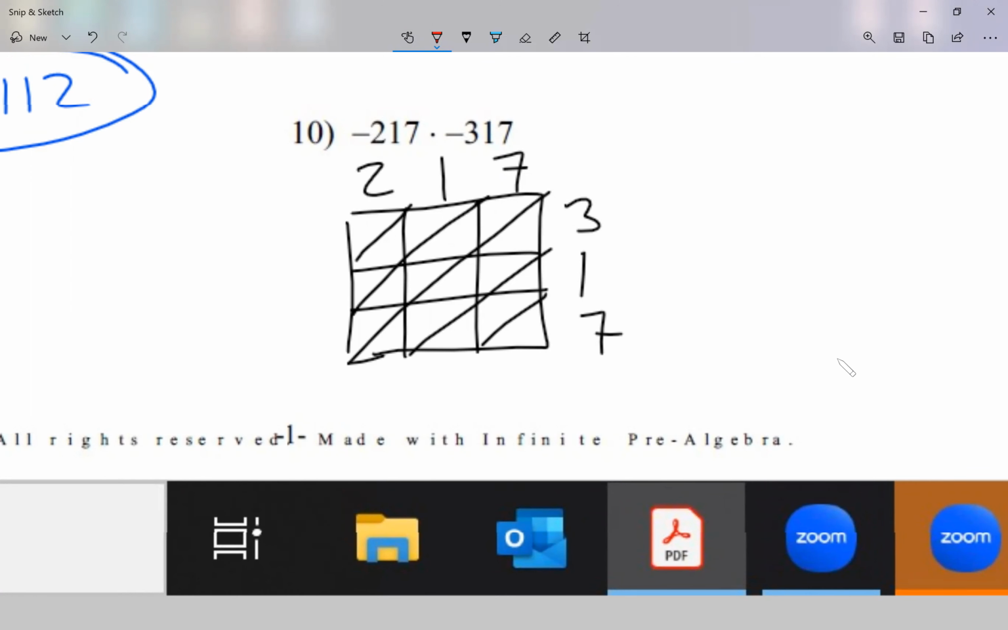So my first box, 2 times 3, I know 2 times 3 is 6. So let me write that as 0, 6. 1 times 3 is 3, so let me write that as 0, 3. 7 times 3 is 21. Now the second row, 2 times 1 is 2. 1 times 1 is 1. And 7 times 1 is 7. The third row, 2 times 7 is 14. 1 times 7 is 7. So let me write that as 0, 7. And then 7 times 7 is 49.